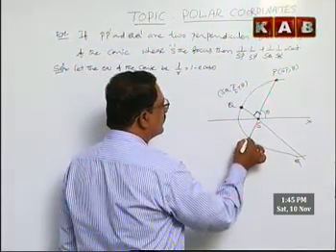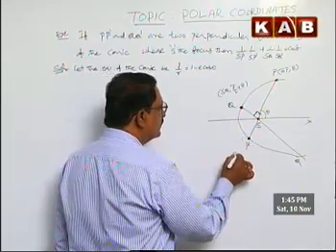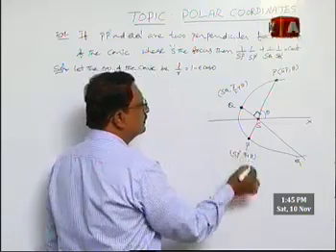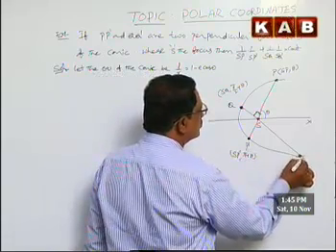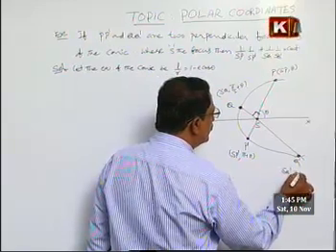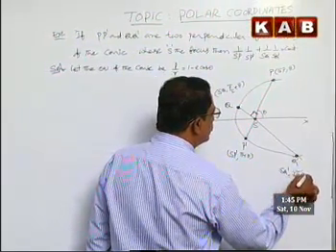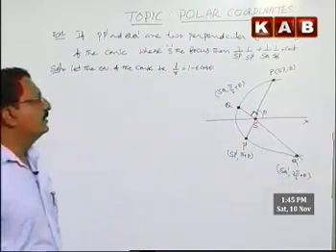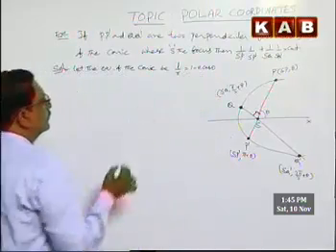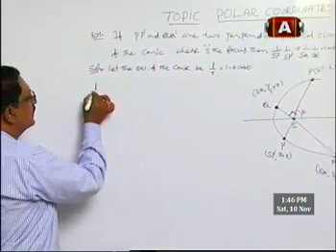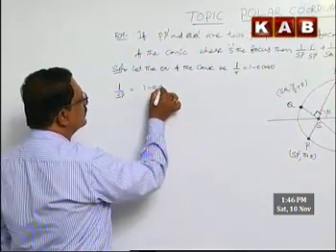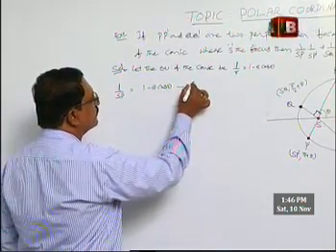Similarly, the coordinates of the point P dash are SP dash comma pi plus theta. The coordinates of the point Q dash are SQ dash comma 3 pi by 2 plus theta. Now the point P lies on the conic, then L by SP equals to 1 minus E cos theta. It is considered equation 1.